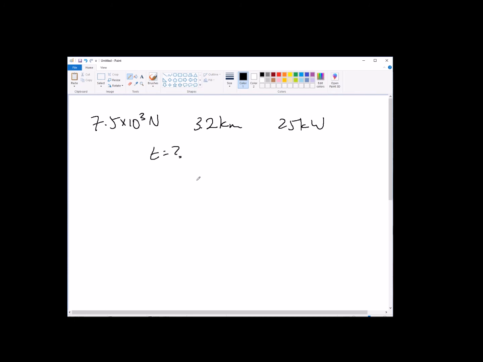So we need to figure out what the formula is that we're using for power, right? We're given power. So power we know is equal to work over time. And work, we know the formula is force times distance times cos of the angle. Now we are going to make an assumption that there is no angle because it doesn't give us the angle in the question. So we will say work is equal to 7.5 times 10 to the 3 newtons times 3.2 kilometers, which is 3,200 meters.